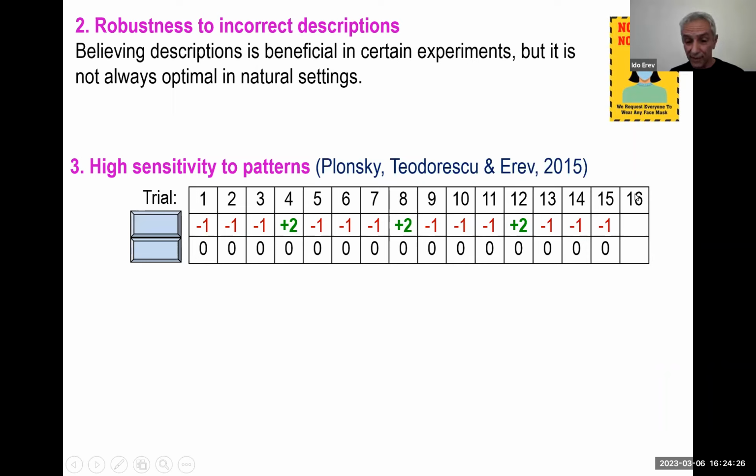Our results suggest that most participants in this case are looking for the pattern, and they behave as if they notice that every time after a 3 minus 1, +2 comes. That is, they don't estimate the probability of gain or loss from top or bottom. What they are really doing is looking at the recent outcome and asking, what should I do in trial 16? Well, trial 16 is really similar to trial 12 and trial 8, because both these trials come after 3 minuses.